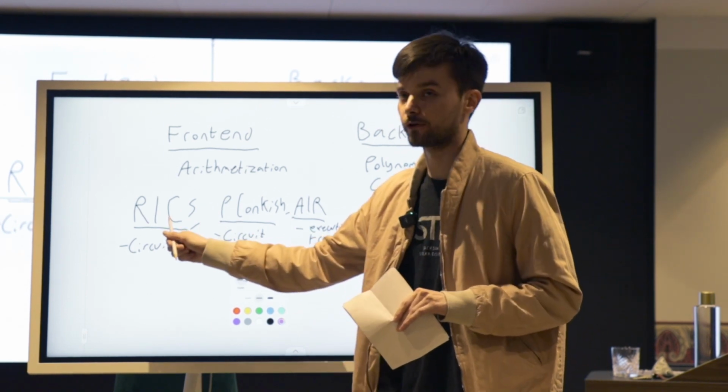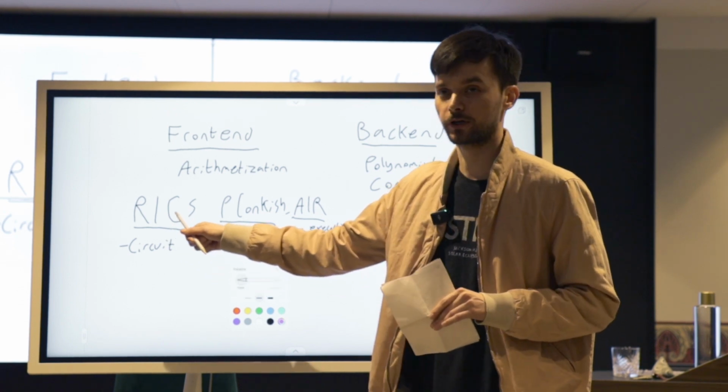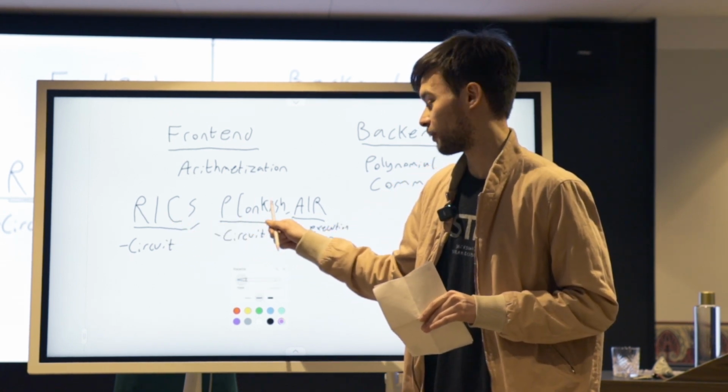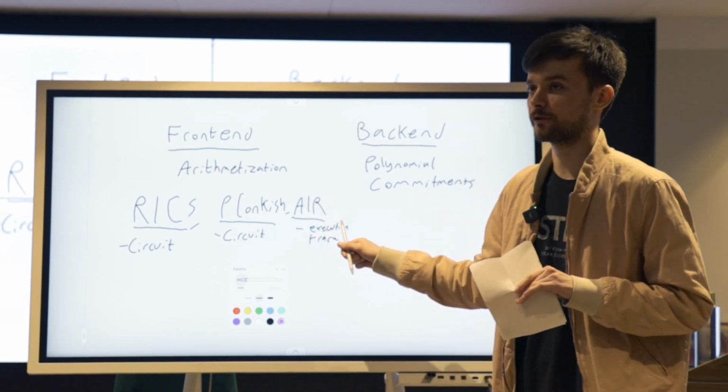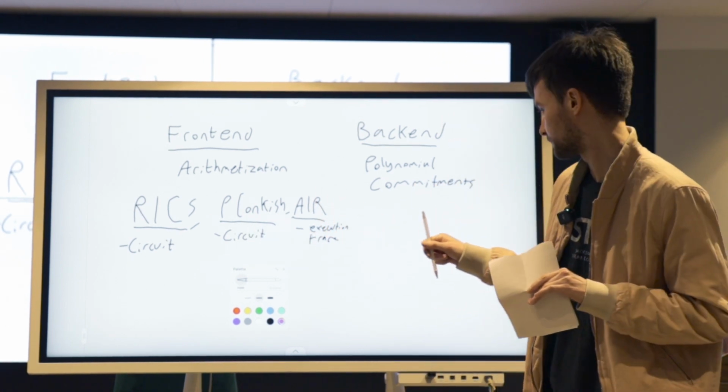And by the way, this stands for R1CS. It stands for Rank-1 Constraint System. Plonkish does have an acronym, but I'm not going to say what it is. And AIR stands for Algebraic Intermediate Representation.